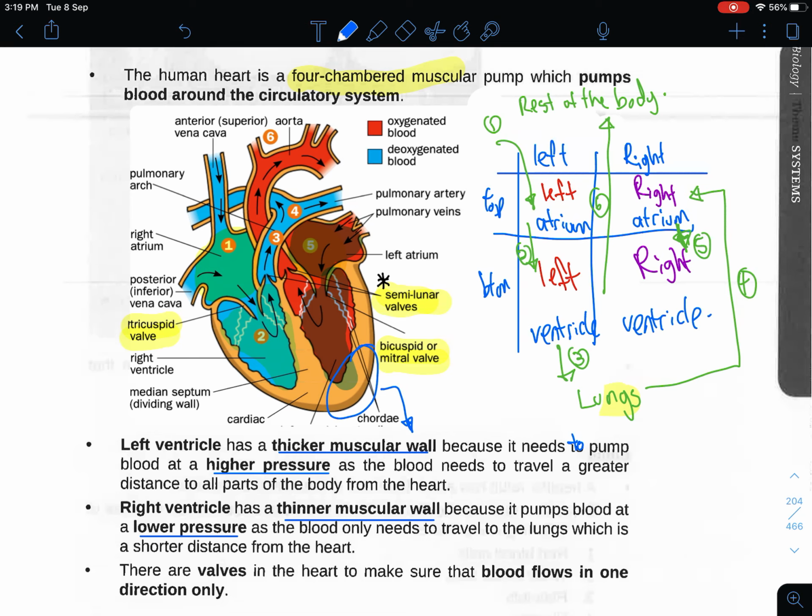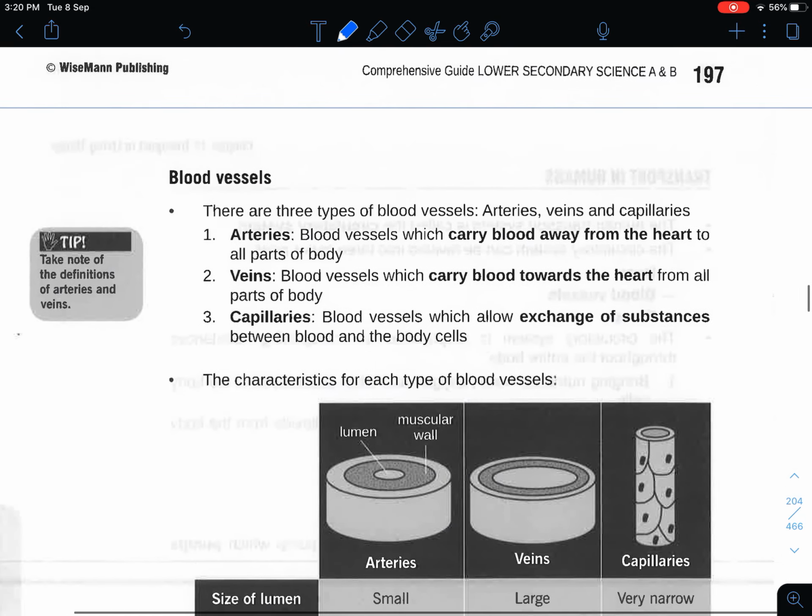Now, to prevent the blood from being drawn back into the previous passage, or to make blood flow in one direction only, there's the presence of valves in the heart to ensure that blood flows in only one direction and in no other direction. Is that clear?